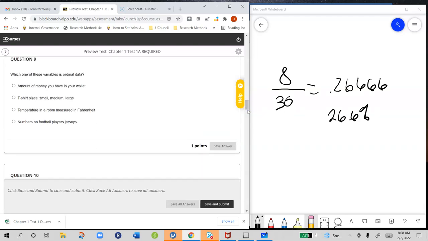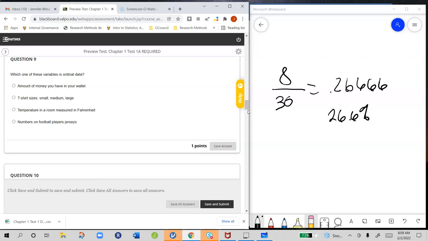Right. Next, question 9 asks you which of the following variables is ordinal. So let's start with the amount of money you have in your wallet. In this case, amount of money you have in a wallet would be interval ratio, right? Because the distance between categories is equivalent. So if I'm talking about $1 versus $2, the distance between $1 and $2 is exactly $1, right? It's just that $1 always means $1. Or if you're thinking about pennies, 1 penny always means 1 penny. The distance between those categories is always equivalent.